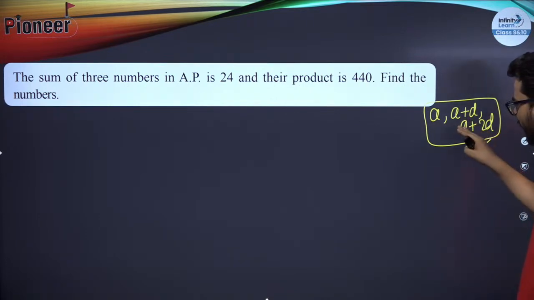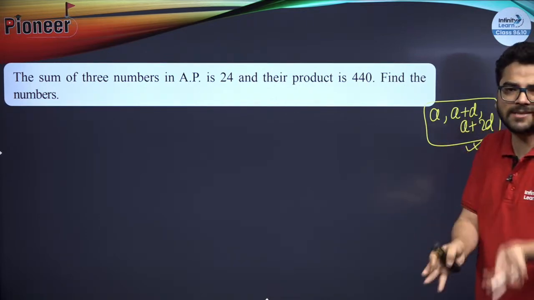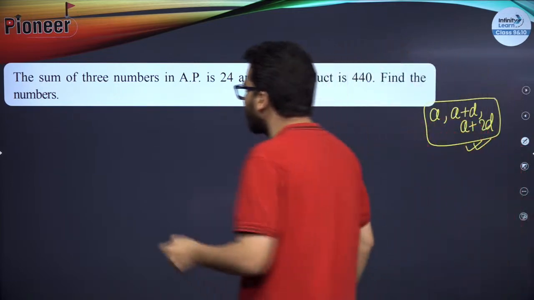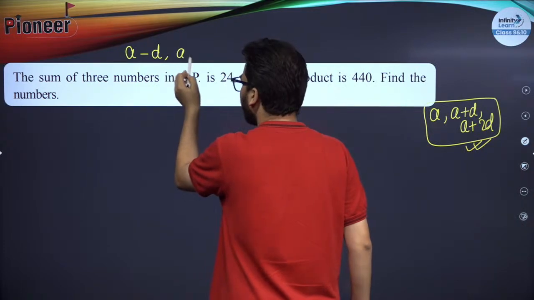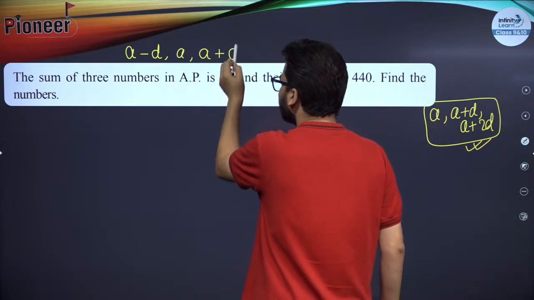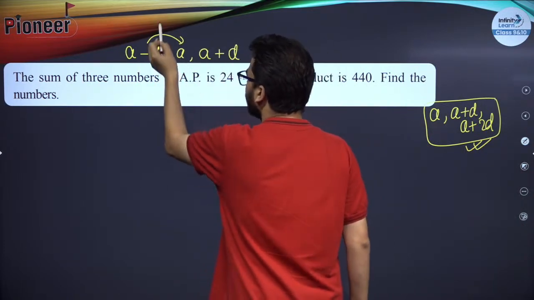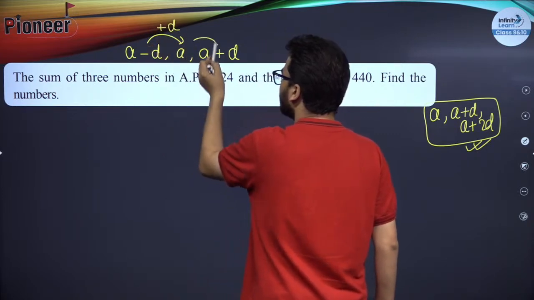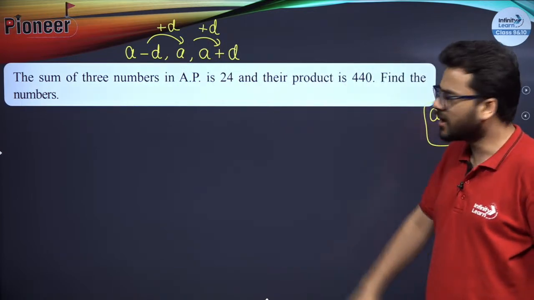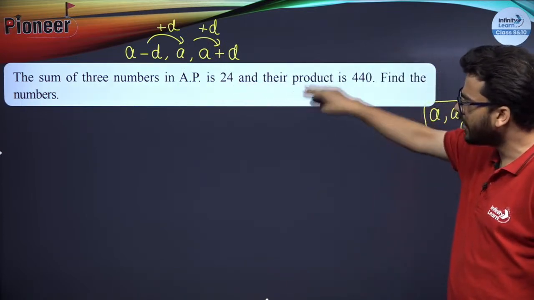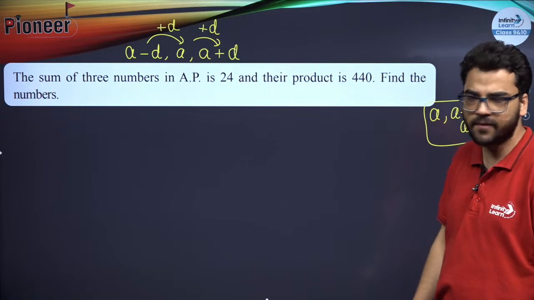So instead of doing like this, you assume them symmetrically. For example, 3 terms are there, so you will assume them like this: a minus d, a, a plus d. You will see that still you are adding d only, so the common difference is d only in this case. Assume it like this, it will save your time.